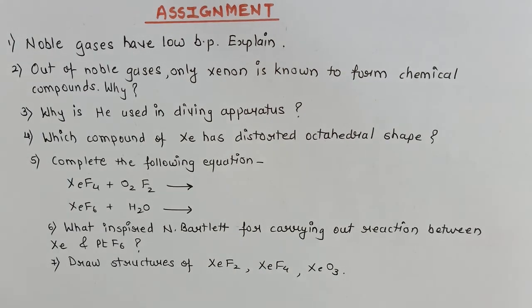So with this we have completed group 18 elements. We have discussed their physical properties, their various trends, and their chemical properties, as well as we have learned how to draw the structures by using VSEPR theory.